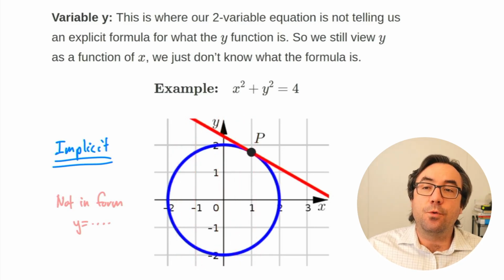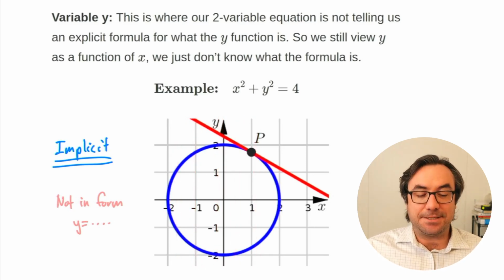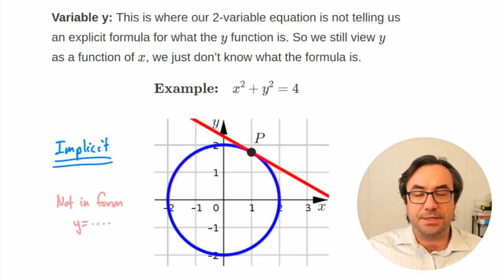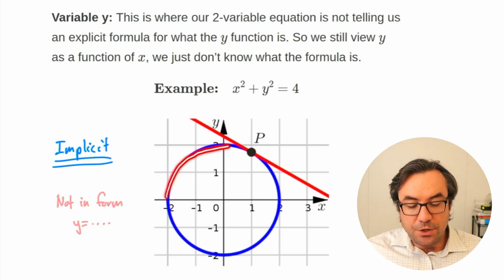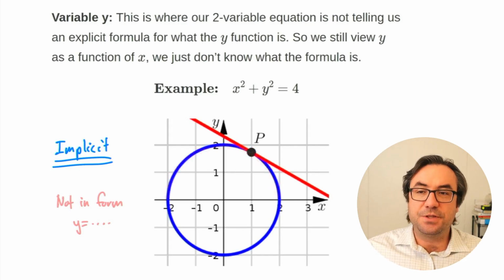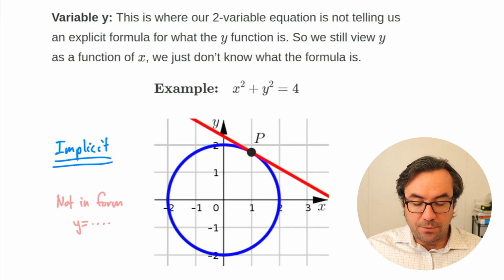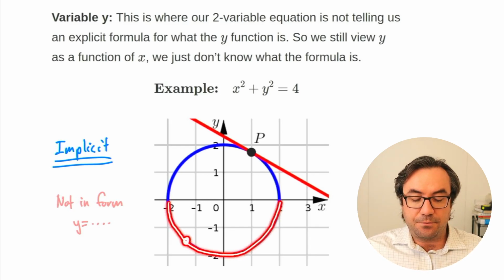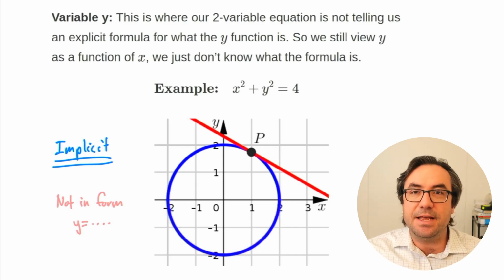The way around that is we focus on a specific point, and then we can look at a section of the curve around that point. In this case, if we were interested in, say, this point P on the top half of our circle, we could use that section of our curve, and that is a function. Or if we were interested in this point down here, then we could use the bottom half of the curve, and that, again, is a function.